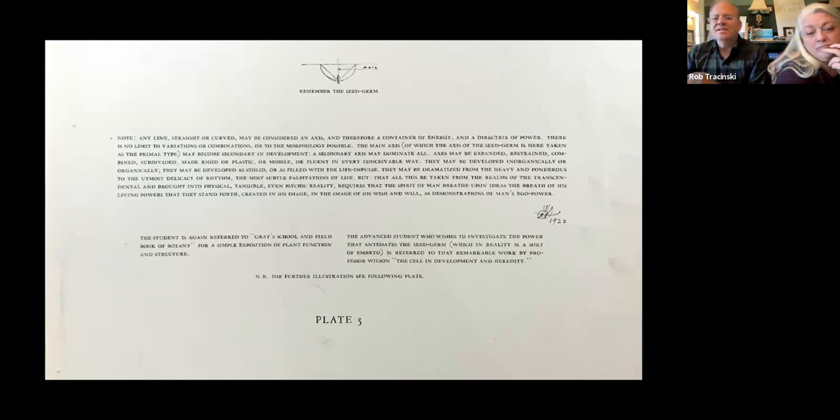So this is tremendous. It's a container and director of energy, and there's no limit to it because it comes purely from the imagination. He says, you know, it could be subdivided, made rigid or plastic or mobile or fluent in every conceivable way.